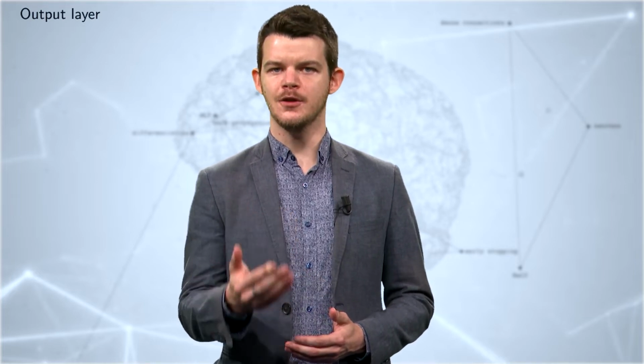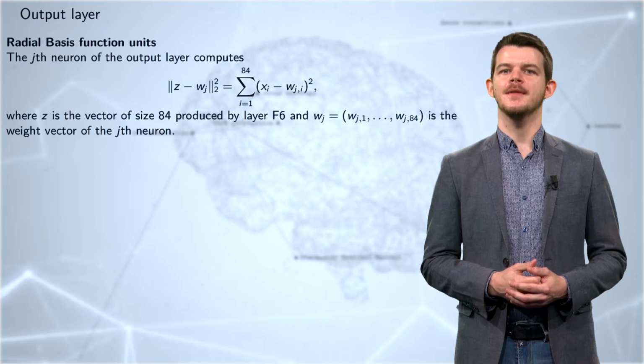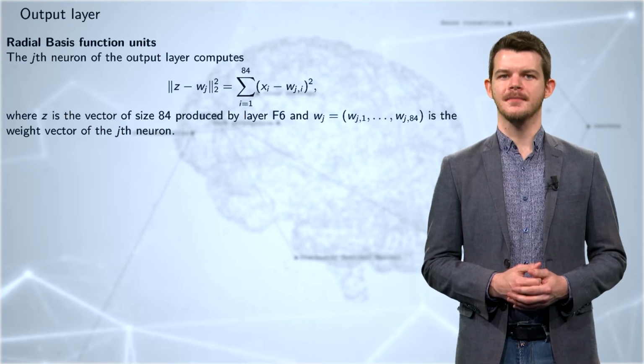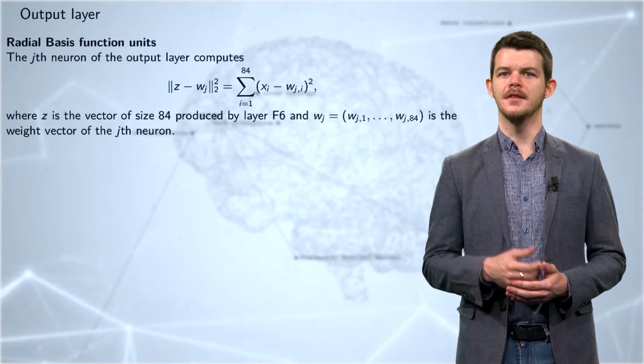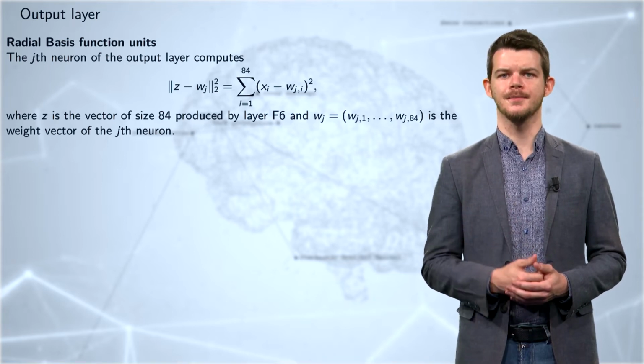Let us now focus on the output layer. It is named Gaussian connections, and it is not a classical layer. It works as follows. Imagine that you apply the network to an image. In the penultimate layer, you obtain a vector of size 84. This layer is composed of 84 neurons.